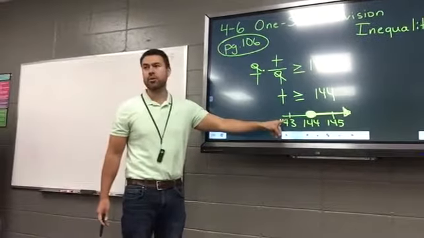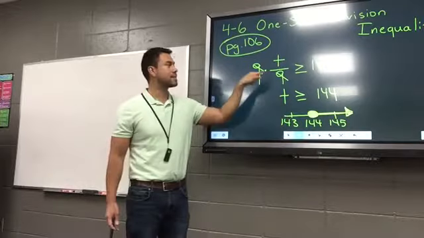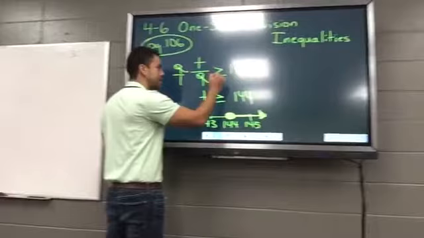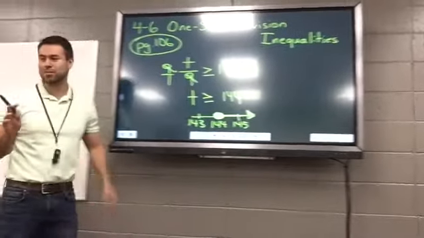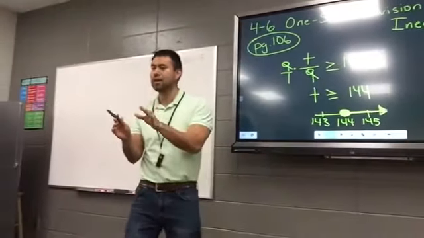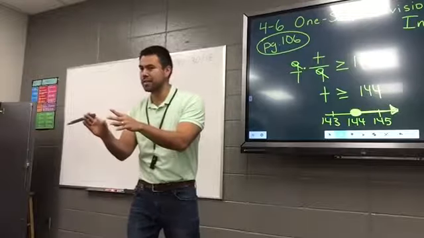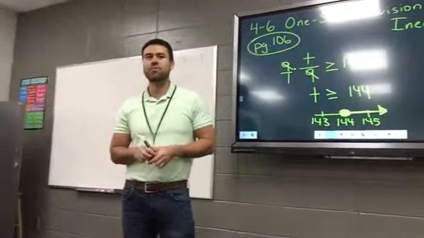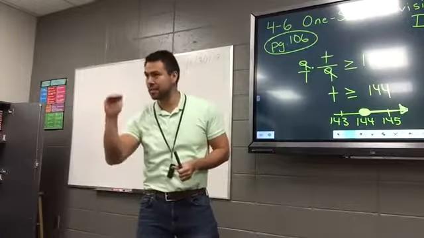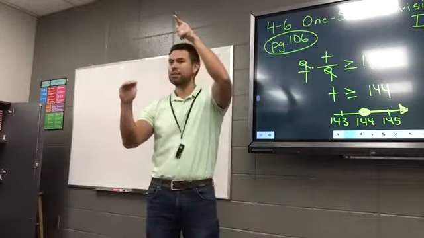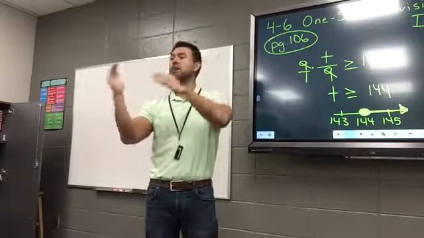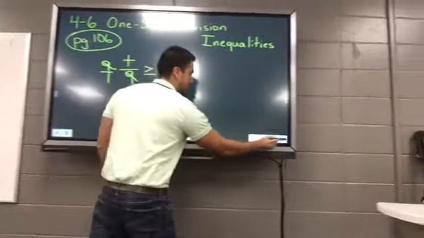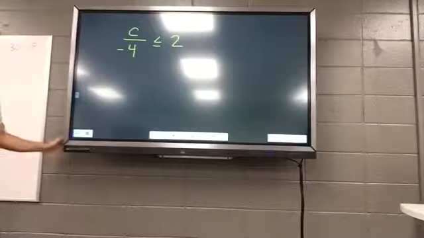Would 143 work? No, because that'd be slightly less than 16. And is any number less than 16... Listen how I'm going to say this. This is kind of odd, but listen. Is any number less than 16 also greater than or equal to 16? No, that's a contradiction. You can't be both of those at the same time. All right, that's my graph. Good job. All right, let's look at another one here.